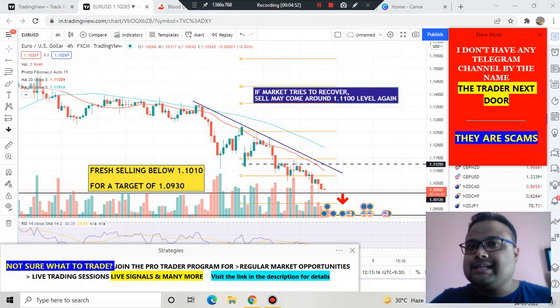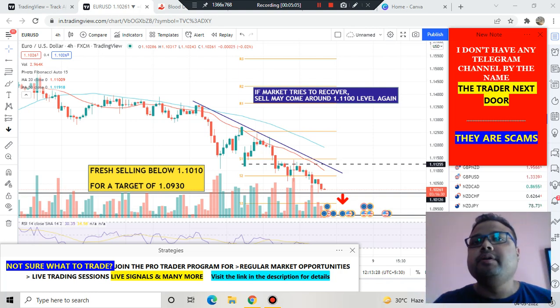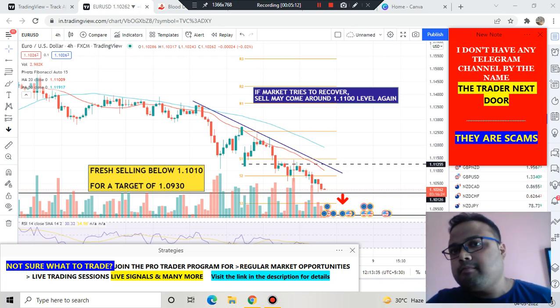And as I said, NFP is coming up, so we don't know what will be the news, and there will obviously be some volatility in the market. So if you want to trade, you can trade, but keep in mind market is very volatile. Please use proper risk management, because during the news any good setup may fail. It's your duty to protect your money.